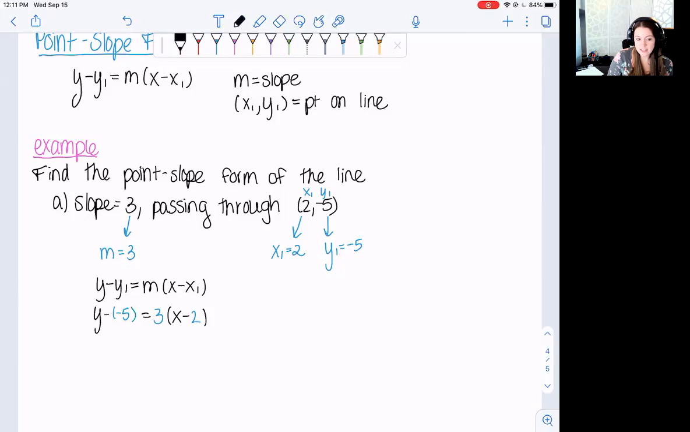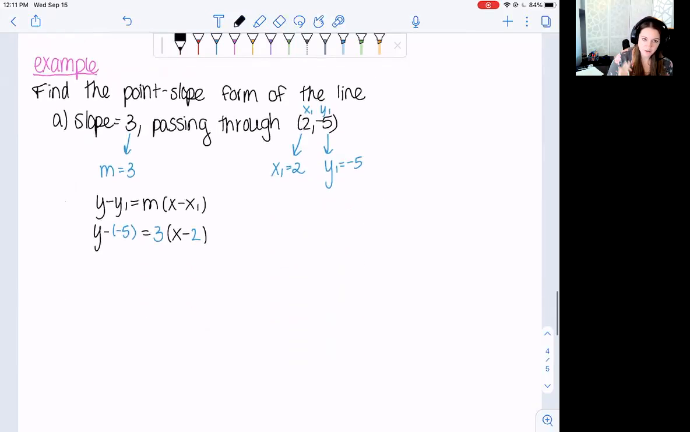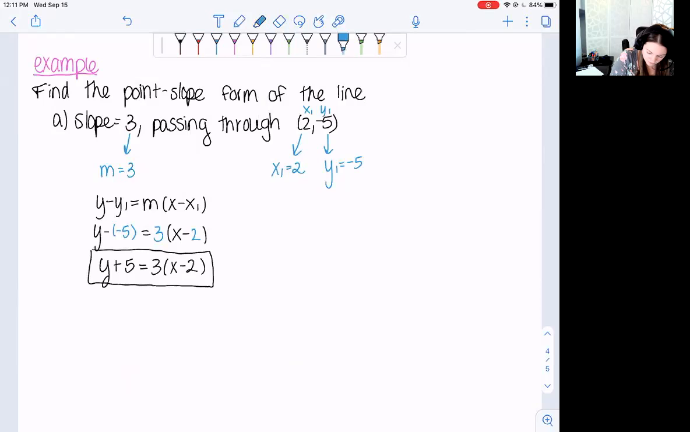So when you're plugging in, notice you still have x's and y's around. It's unlike what we were doing before where you had to solve for b. The only simplifying you have to do here is if you have y minus -5, that should be a +5. And then you would just leave it like this. This is in point slope form. That's your answer.